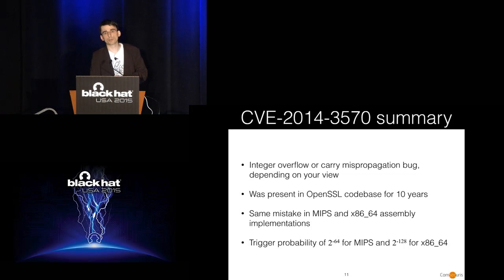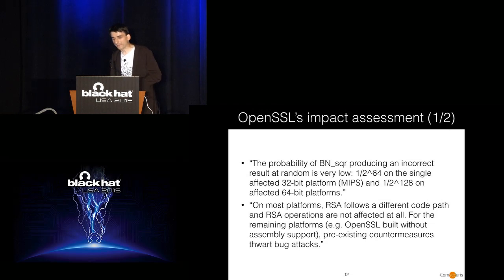However, the probability that you will hit this with a random input is low. You will only hit this with 2 to the minus 64, 2 to the minus 128 for a random input, right? You might also try to hit it, and then depending on the algorithm, you can do that. So OpenSSL's impact assessment of this bug was that the probability of this is low, and on most platforms, RSA follows a different code path, and hence RSA operations are not affected at all.